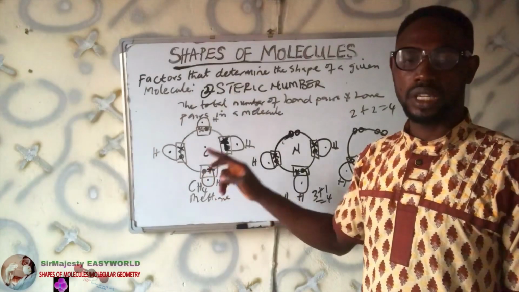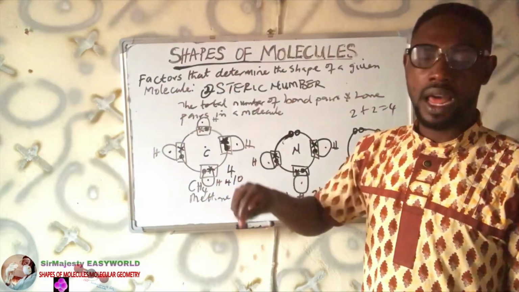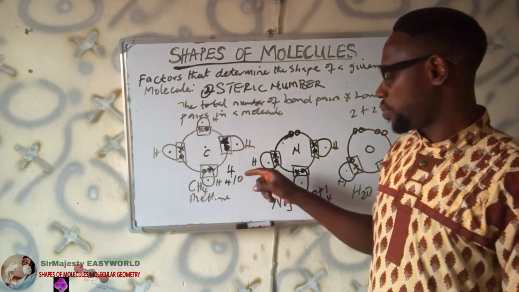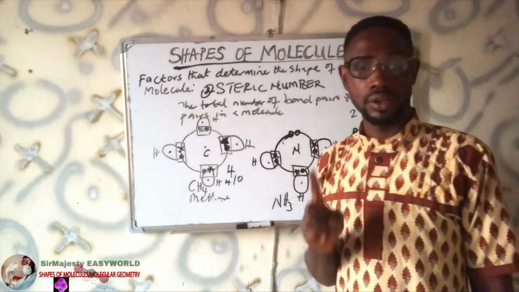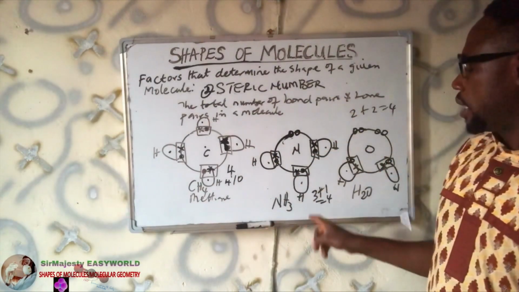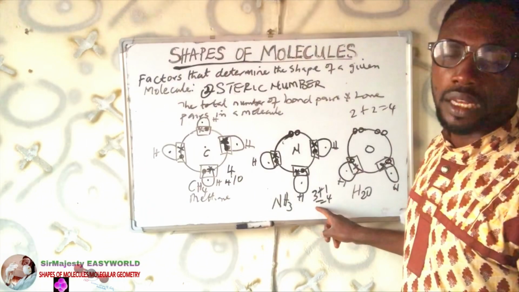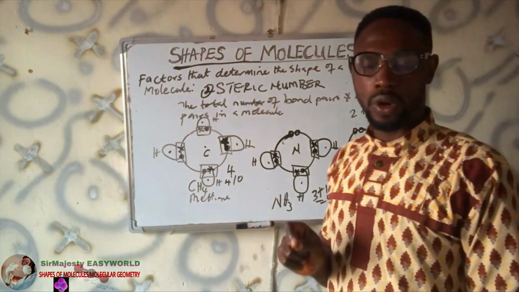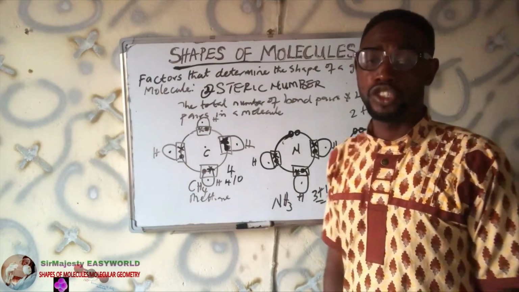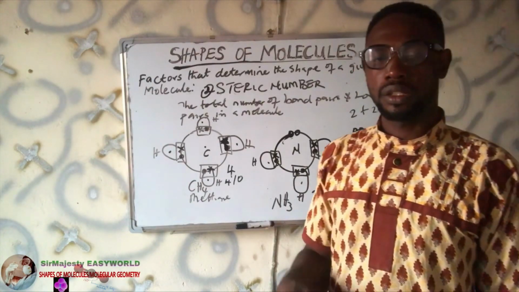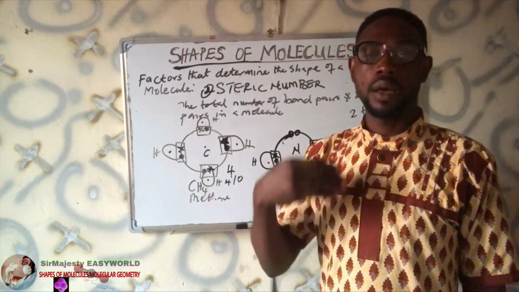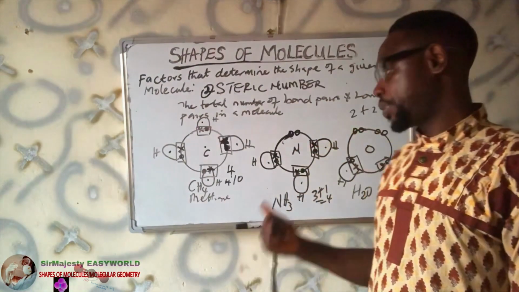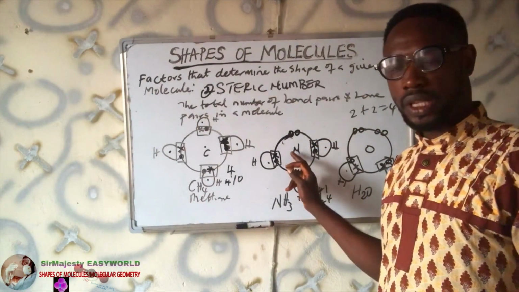Ethane is also tetrahedral because the central atom will have the steric number of 4 bond pairs and 0 lone pairs. But in ammonia, we have 3 bond pairs and 1 lone pair. If this occurs, if the steric number is 4, which is composed of 3 bond pairs and 1 lone pair, the shape of that molecule is nothing but trigonal pyramidal. So trigonal pyramidal is the shape of this ammonia.